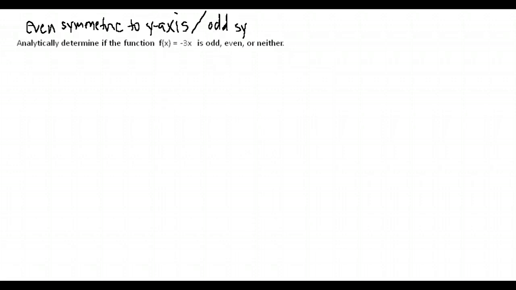Right, this is a lesson on analytically, or using algebra, determining if a function is odd, even, or neither. Now, odd, even, and neither talk about the symmetry of a function. If we were to graph it, is it symmetric? Even functions are symmetric with respect to the y-axis. And odd functions are symmetric to the origin.